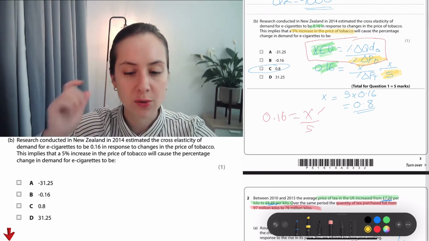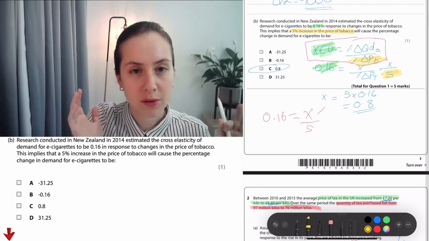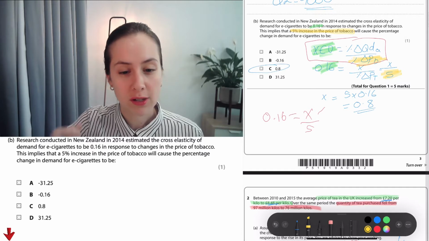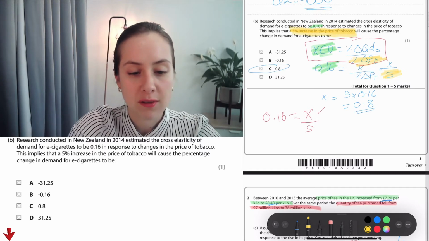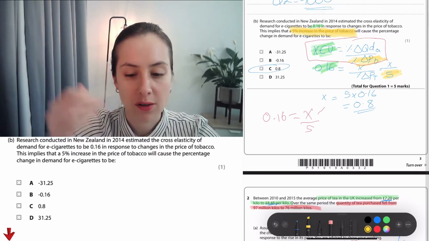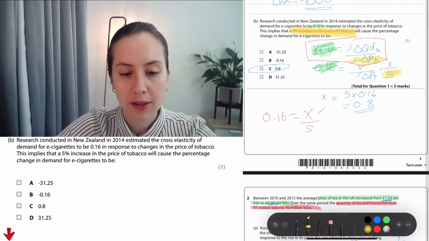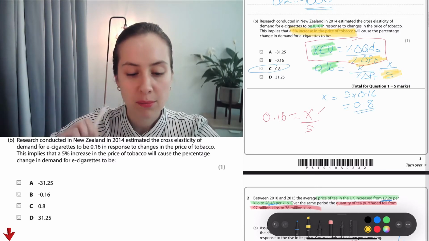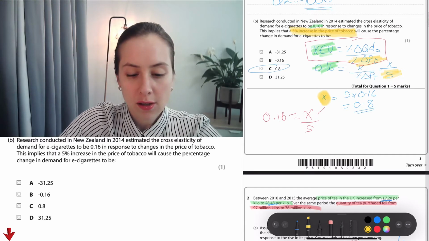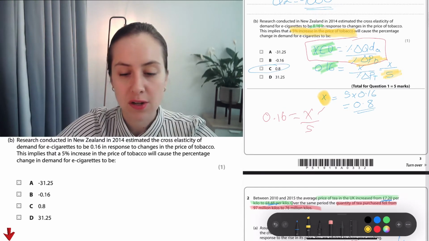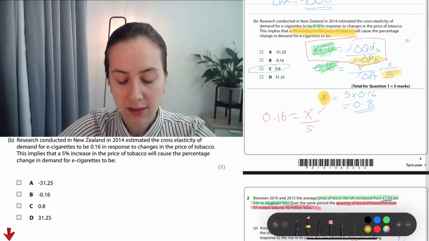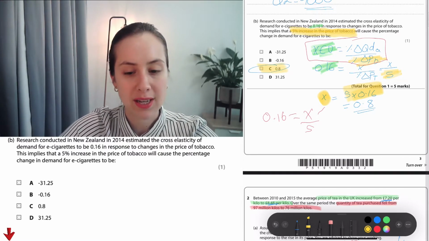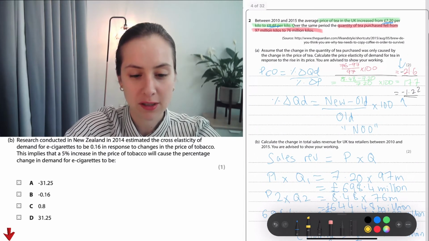To work out XED, be sure you learn this equation: percentage change in the quantity demanded of one good divided by the percentage change in the price of the other good. The question will hopefully tell you what that is. So here the question was nice. They gave us the 5% increase in the price of tobacco that goes on the bottom. And they've also given us that the XED value is 0.16. So what we need to do is simply rearrange that equation so that we can calculate X, which is the percentage change in the quantity demanded of e-cigarettes. If we do that, we do 5 times 0.16, and then we get 0.8. Remember to check that in the exam, don't circle it like I did.